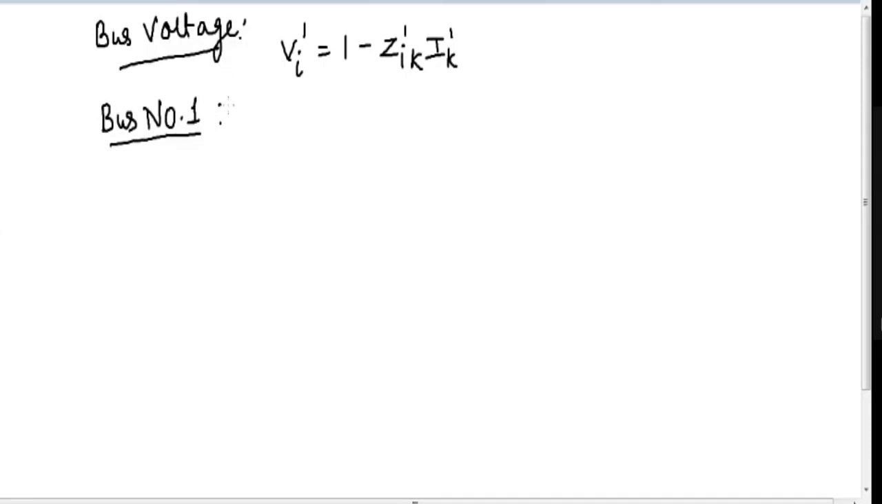अब बस नंबर 4 पे फॉल्ट ऑकर हुआ है तो बस नंबर 4 का वोल्टेज निकालने का कोई काम नहीं है क्योंकि उसका आंसर जीरो आएगा। अगर हम कैलकुलेट भी करते हैं तो the answer will be zero. So we will start with bus number 1. For bus number 1, I will be equal to 1. So we will see how this equation will be now.